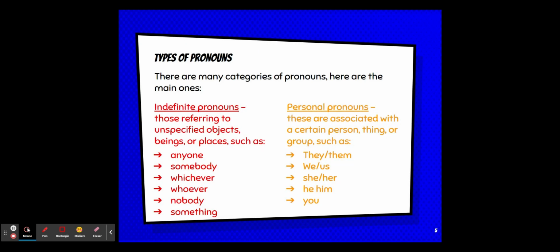There are many categories of pronouns. Here are some of the main ones. First, we have indefinite pronouns. Those are the ones that refer to unspecified objects, beings, or places, such as anyone, somebody, whichever, whoever, nobody, or something. Then we have the personal pronouns. These are probably the ones you're most familiar with. These are associated with a certain person, thing, or group, such as they, them, we, us, she, her, he, him, and you.